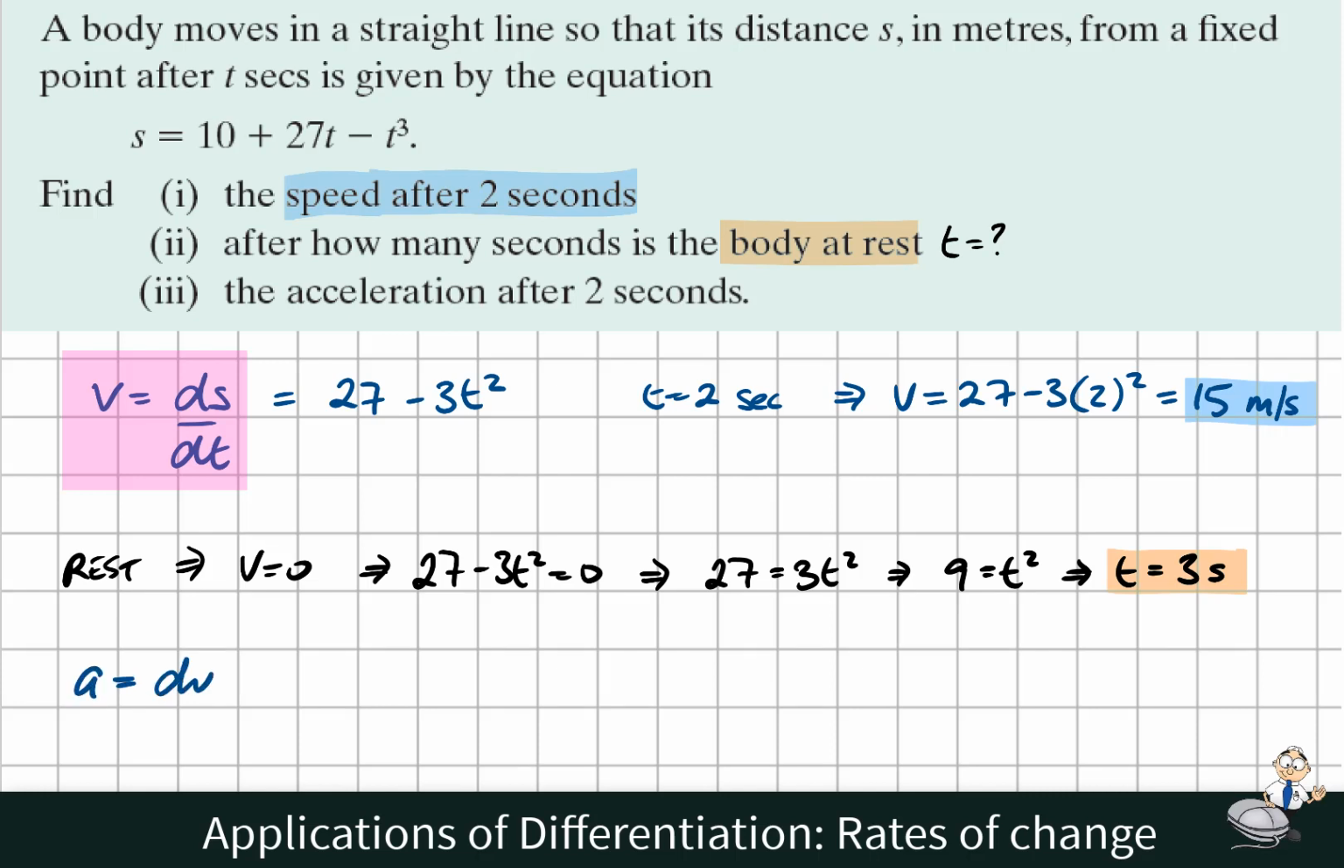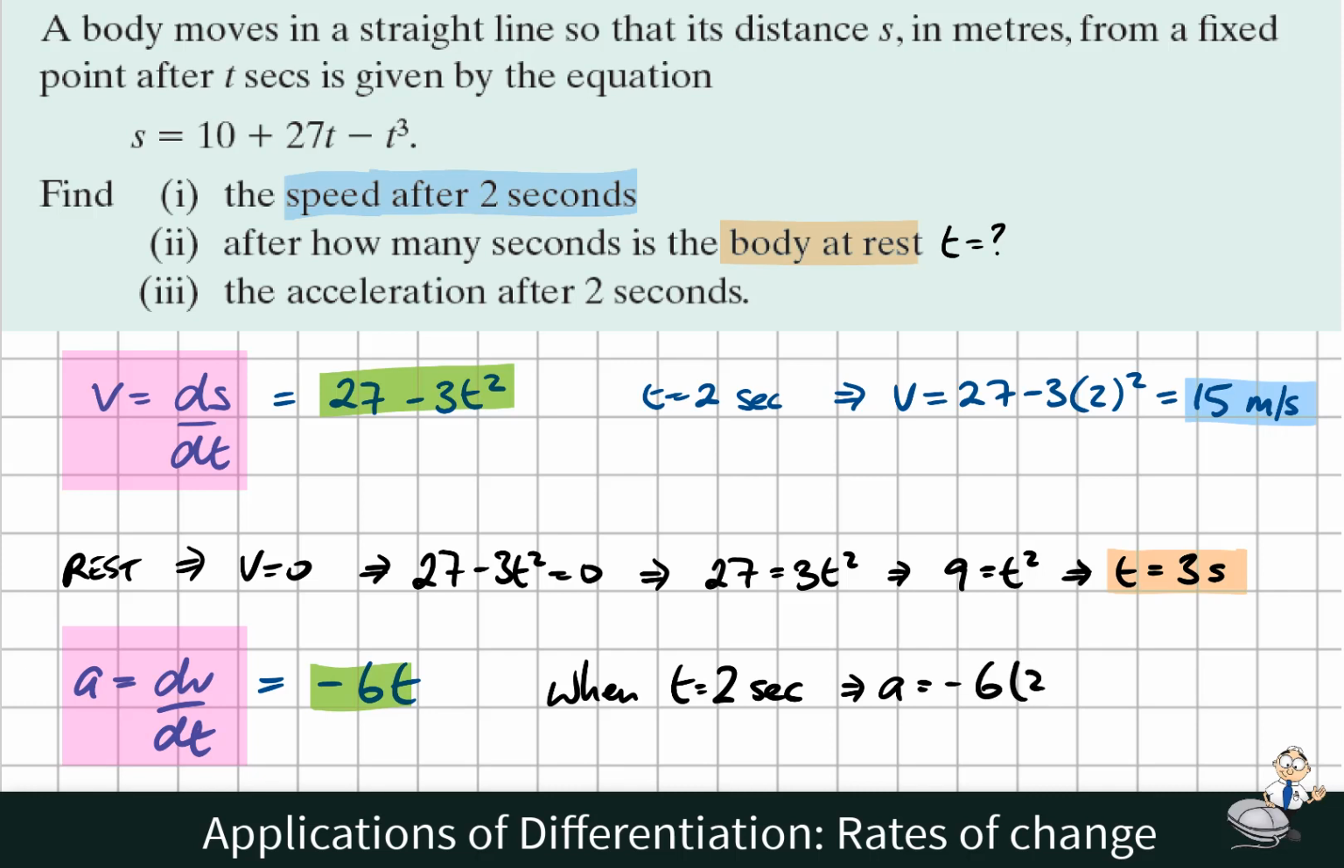The last question is about the acceleration. Acceleration is the rate of change of velocity with respect to t. dv/dt is the second derivative of the distance function. So we differentiate 27 minus 3t squared, giving negative 6t. So this is the function that expresses the acceleration. Now when t is equal to 2, that acceleration would be negative 6 times 2, which is negative 12 meters per second squared. And the units are important here as well.